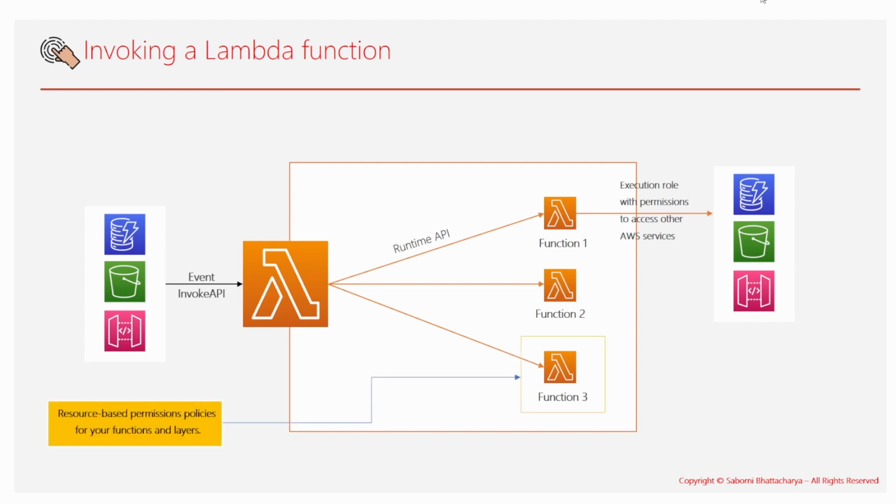Additionally, your function can have resource-based permission policies, not only for the function but also for the layers, so that you can limit the invocation. In case you want only an event from a specific bucket or from a specific API endpoint to invoke your Lambda function, then you can set a resource policy here.